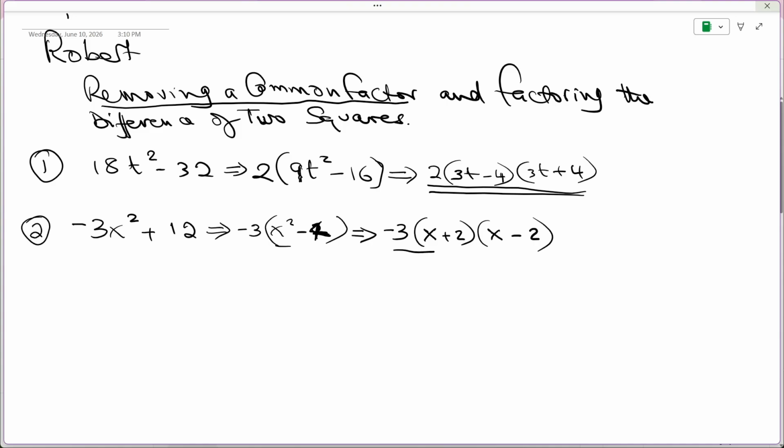And so this then will become our factored expression, first by removing a common factor and then factoring the difference of squares.